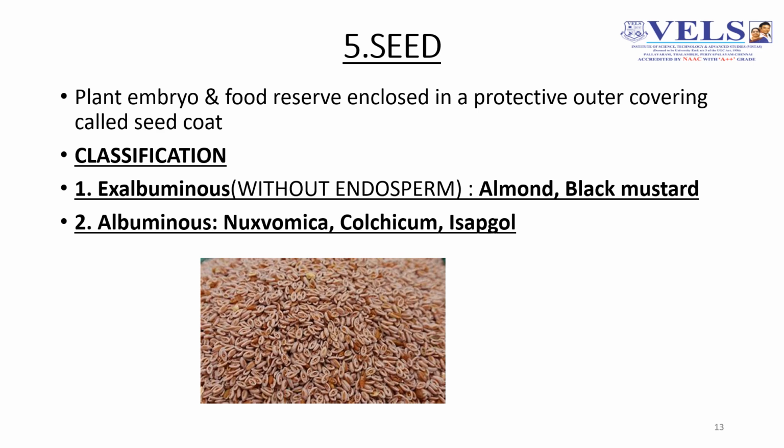So the fifth one is seed. There is a plant embryo and food reserve enclosed in a protective outer covering called seed coat. Classification is exalbuminous, that is without endosperm, outer covering, that is almond, black mustard. Albuminous is with endosperm. Example is Nux vomica, Colchicum, Isabgol, etc.